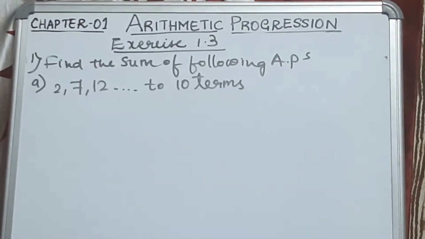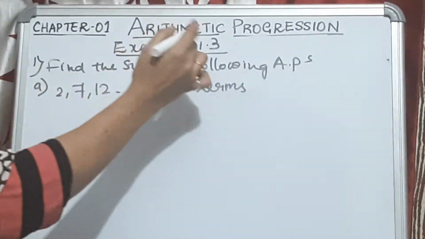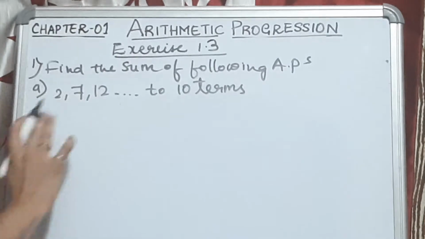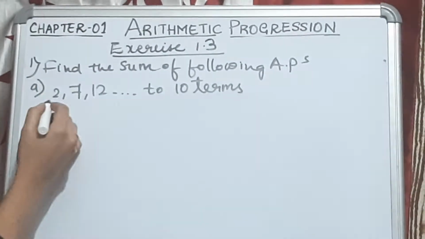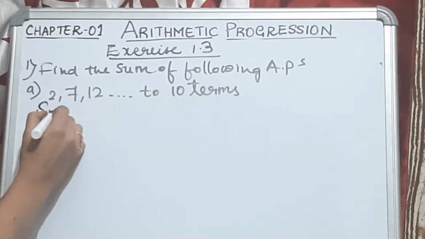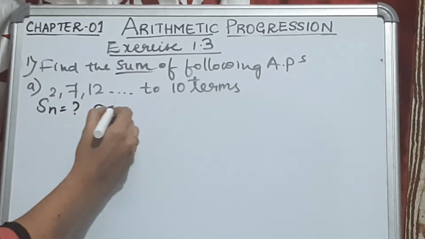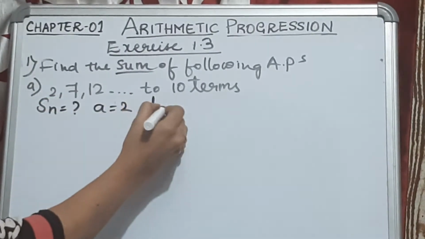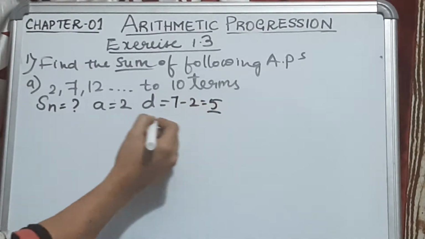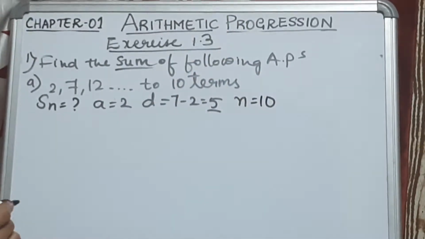Okay, students, in Exercise 1.3, the first question, they are asking: find the sum of the following APs. We have to find Sn for this arithmetic progression. Find the sum means we have to find Sn. a is equal to 2 and what is d? 7 minus 2 is equal to 5, and the number of terms given is n = 10.